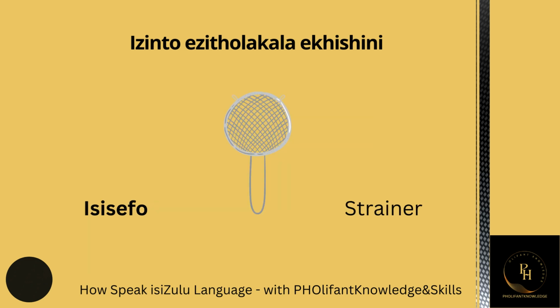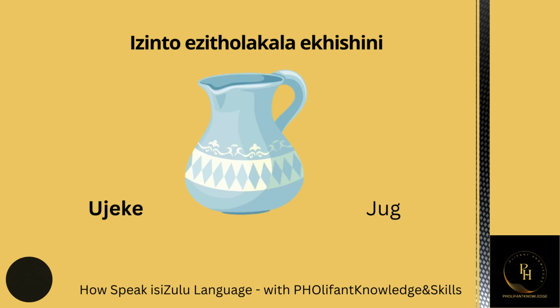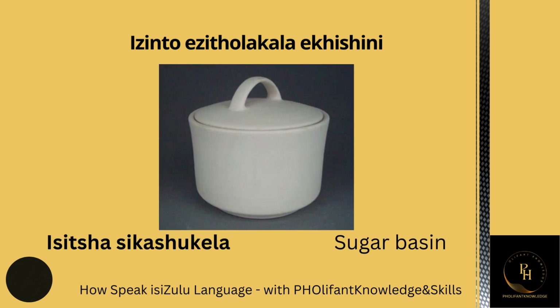A strainer is called isisefo. Isisefo. This is a jug. A jug is called ujeke. That is in Zulu, right? Ujeke. And this is a sugar basin.